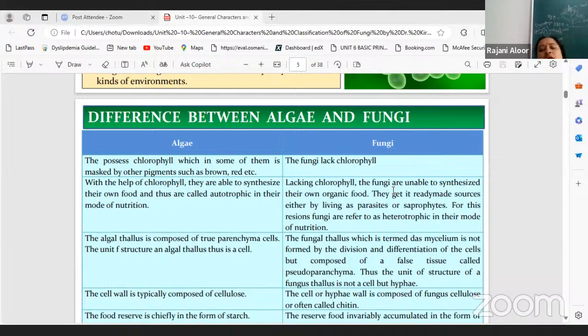The algae possess chlorophyll, which in some of them is masked by other pigments such as brown, red, blue-green, yellow, like this. This is the algal pigmentation. But when it is fungi, in that fungi, chlorophylls are lacking.